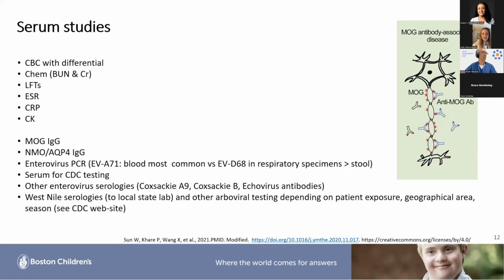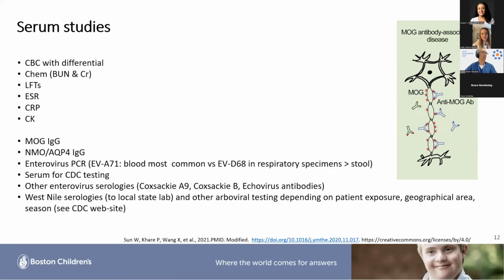LFTs, as a transaminitis might suggest particular viral etiologies that are also associated with hepatitis. ESR and CRP to look for signs of inflammation, and then a CK, given you're thinking about limb weakness and evaluating muscle enzymes. In all cases where you're thinking about AFM, I think it's important to send MOG antibodies.